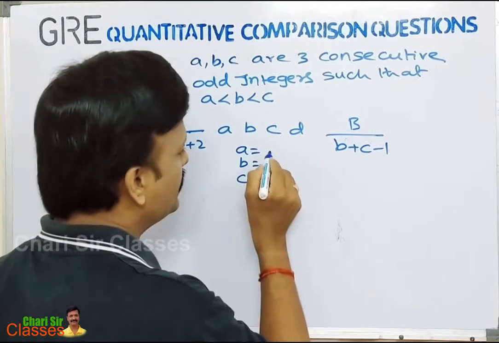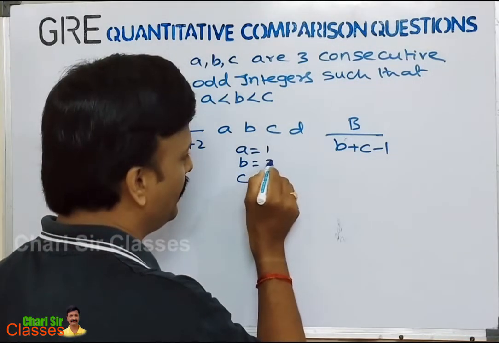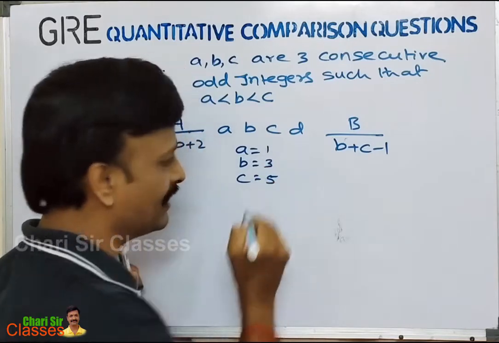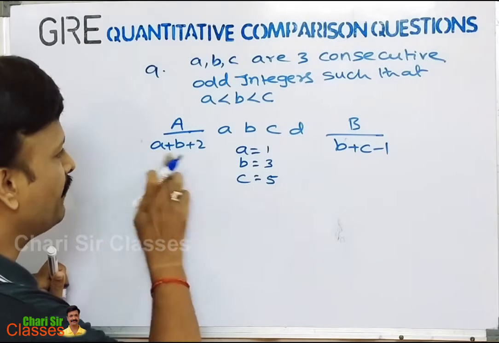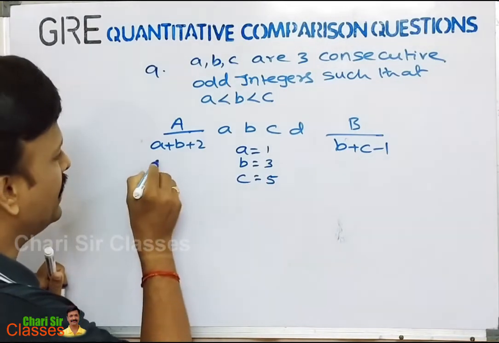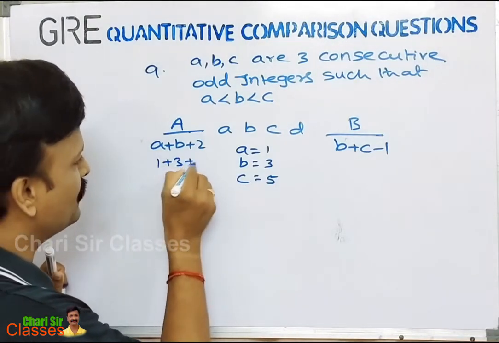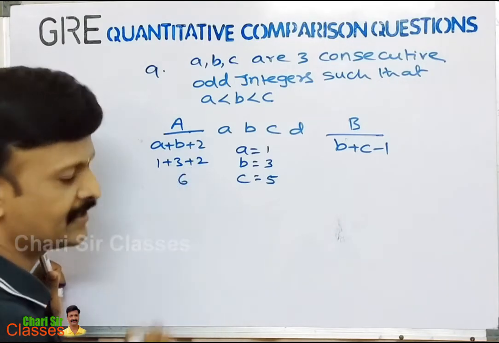Now for positive numbers, what you can take: A equal to 1, B equal to 3, C equal to 5. These are three consecutive odd integers. Now let's put these values in quantity A, A plus B plus 2. That is nothing but 1 plus 3 plus 2, that is 6.